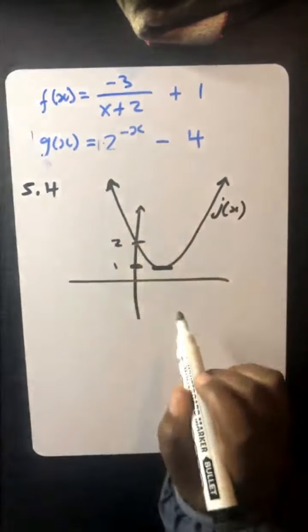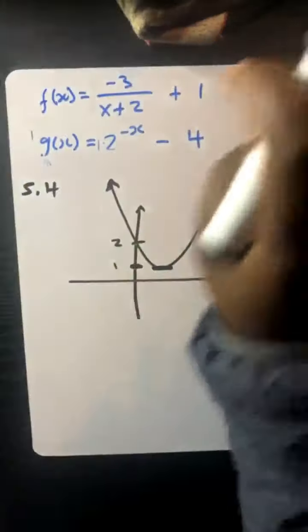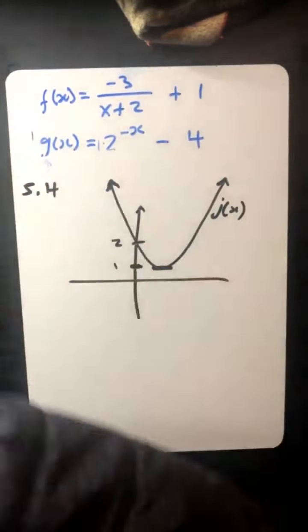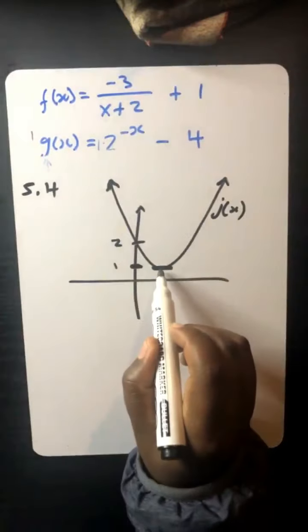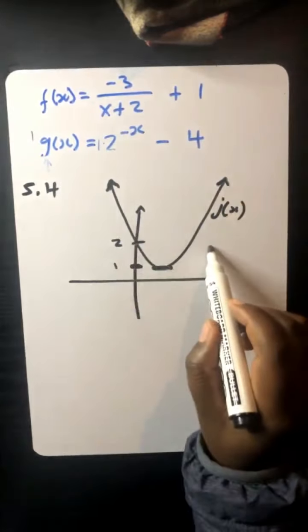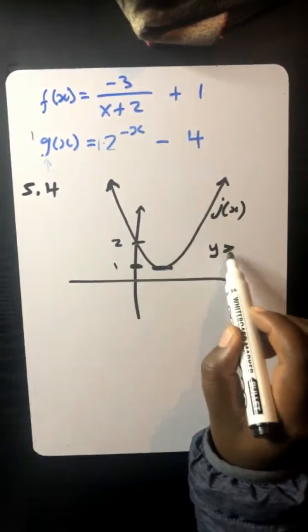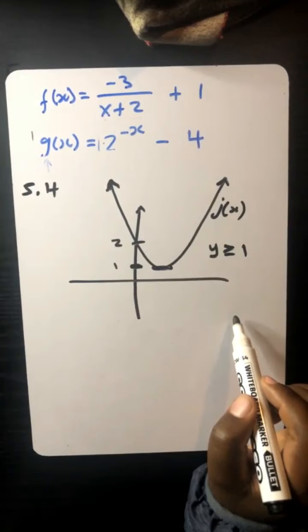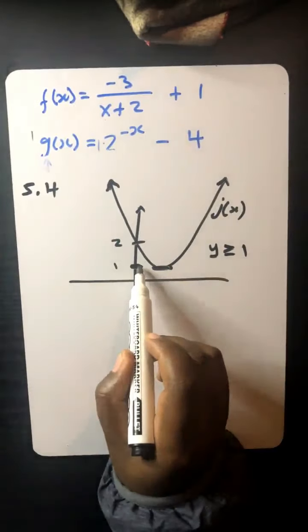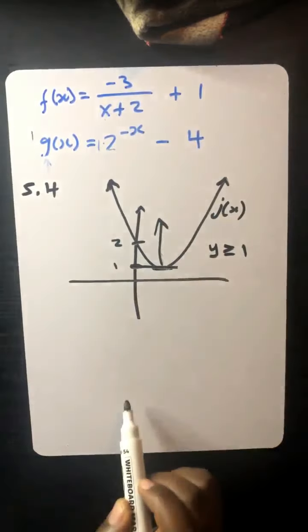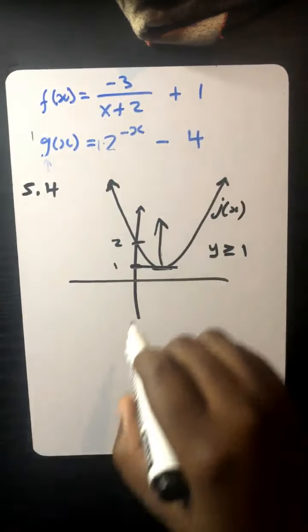These arrows simply mean it just goes up, it never stops, it can go up to wherever, but the turning point is there. So that means the range of this function is possibly y is greater than or equal to, let's say, 1. So it's more like we say it starts from there going up to infinity.